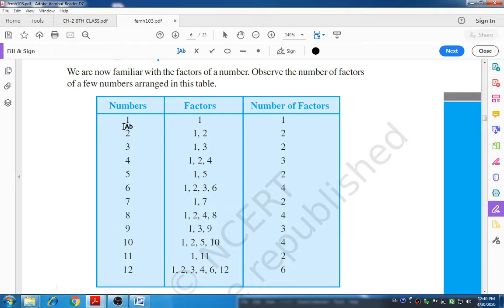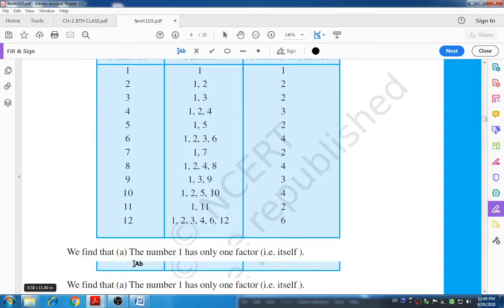Number 1 has only one factor. Number 2 has two factors. Number 3 has two factors. Like that, number 5, number 7 and number 11 have two factors. But number 4, number 6, number 8 and number 10 have 4 factors. And this 12 has 6 factors.